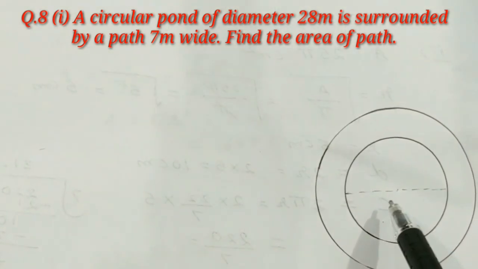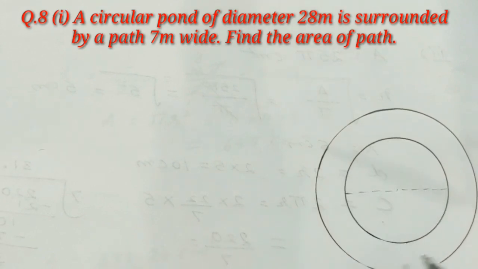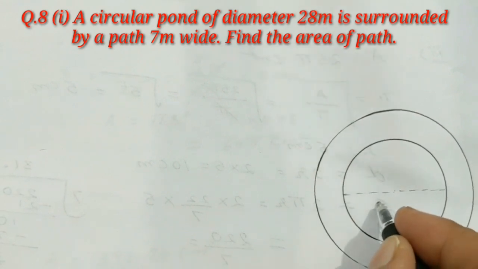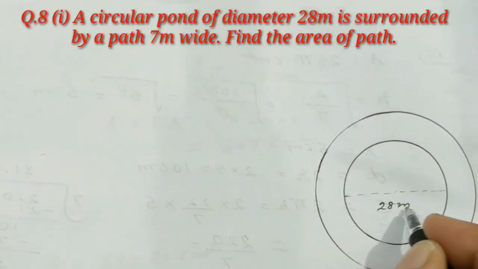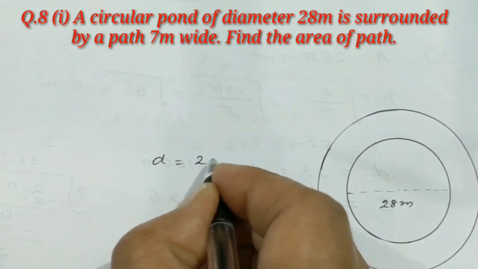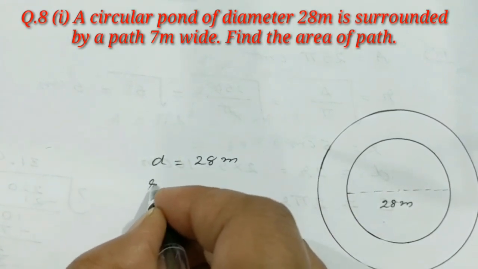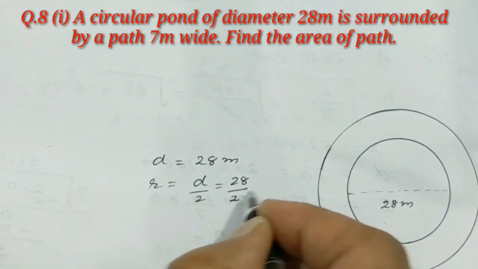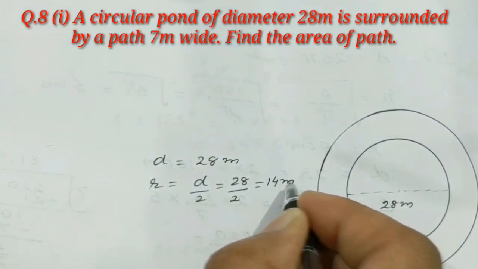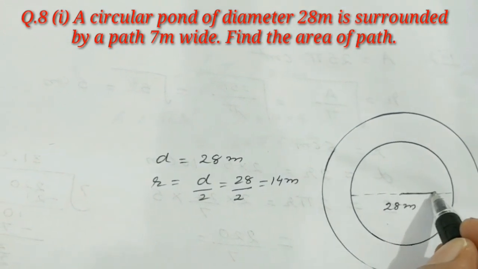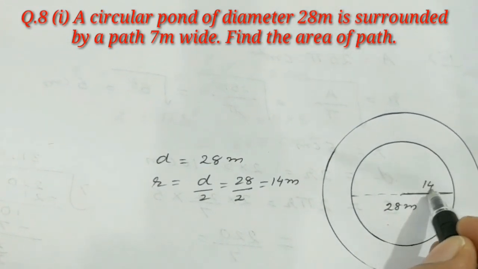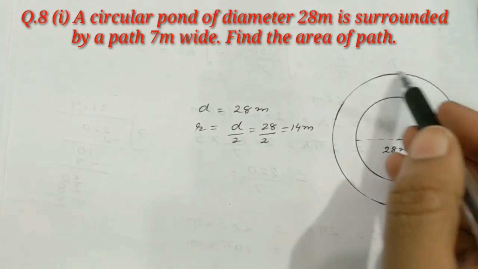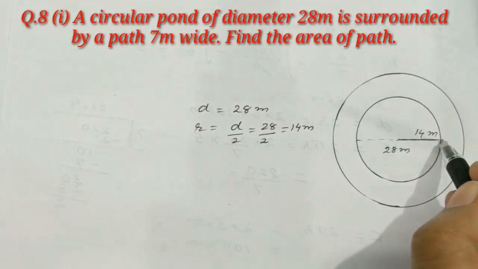Children, look at the figure. Here you are given this pond of diameter 28 meter. So if the diameter is 28 meter, can you find the radius? Radius is half of the diameter, that is 28 divided by 2 equals 14 meter. It means the radius of the pond is 14 meter. The next part of the question is, this pond is surrounded by a path of 7 meter. It means this thickness is how much?